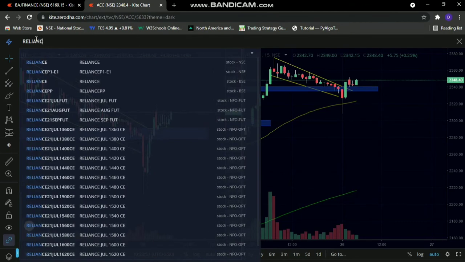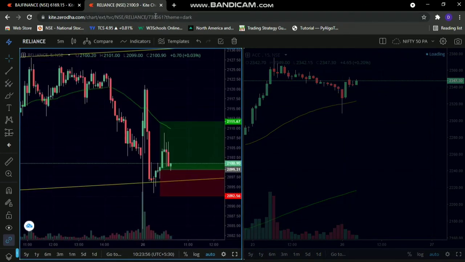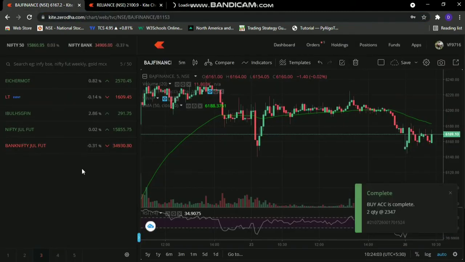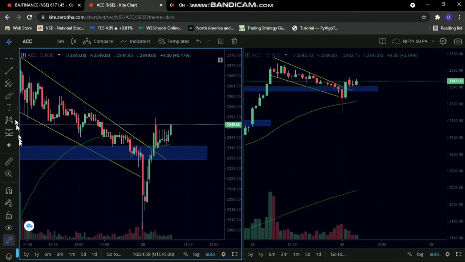So just wait, just see the Reliance, what is happening with the Reliance. All right, Reliance is near our buying level, just above the buying level where we have bought the trade. Okay, just seeing the Nifty. Oh yes, our SEC trade has been executed.